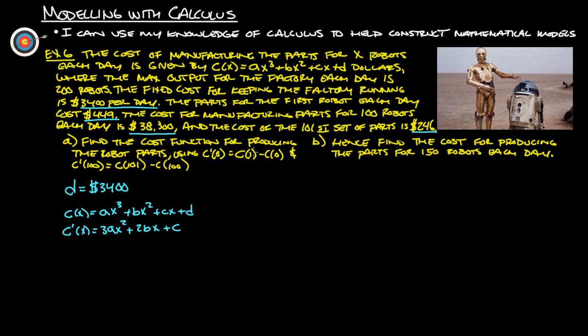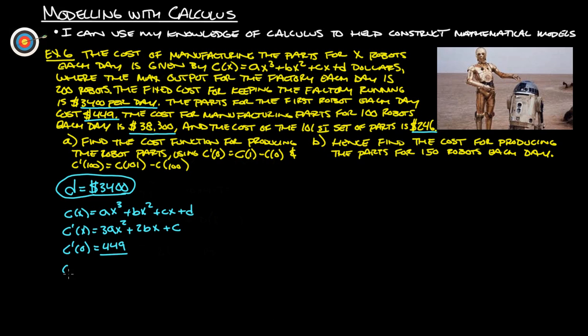Okay, so now using this info here, the derivative at 0 is going to be basically the cost of the first robot, because that's the cost of the first robot minus the cost of no robots. And it says right here, parts for the first robot each day cost $449. So that means that C prime at 0 is going to equal $449. Okay, so that's going to be important, because we've got to find a, b, c, and d, right? So we found d. So let's circle that and hold on to that for later. We know that the derivative at 0 is $449, because that's how much it costs to make the first robot.